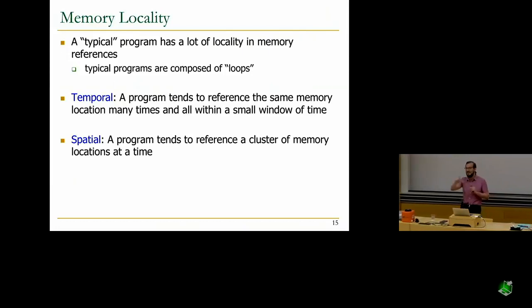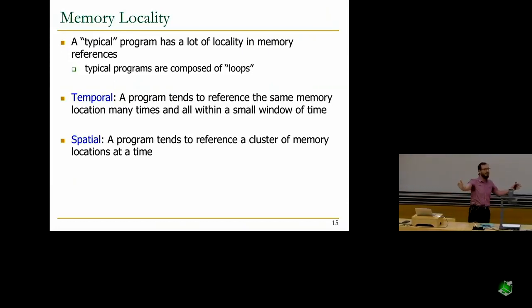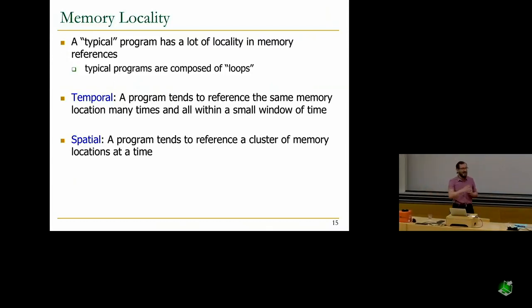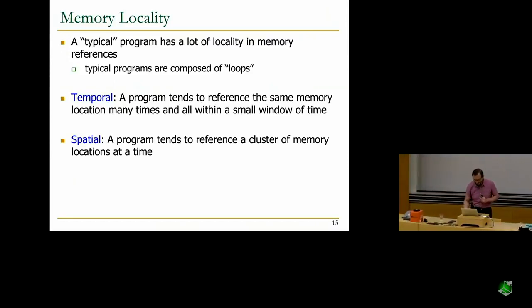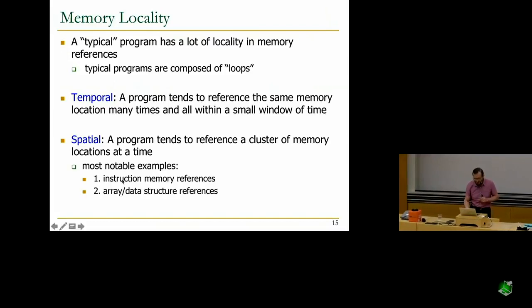If you're accessing an array, and the array is laid out from address 0 to address M, for example, in a consecutive manner, you have spatial locality in the accesses of that array because you're accessing consecutive addresses. So it's very powerful. And I already said this, I think. Most notable examples are instruction memory references and array data structure references.